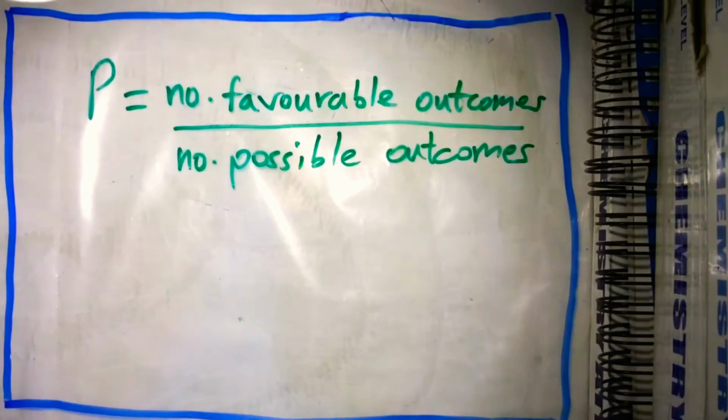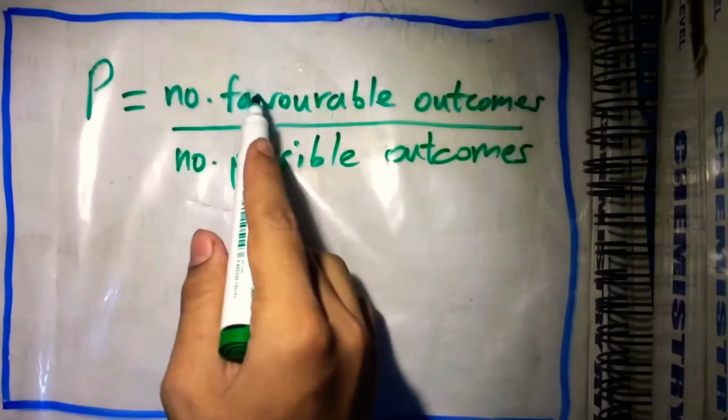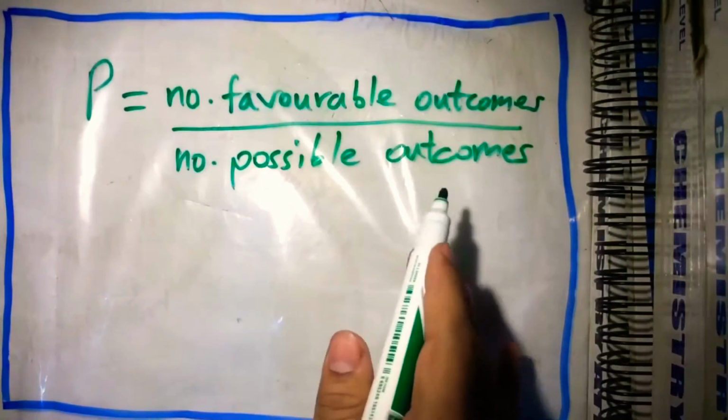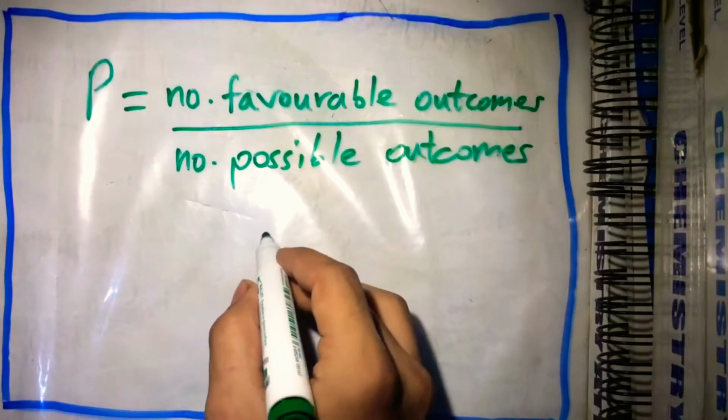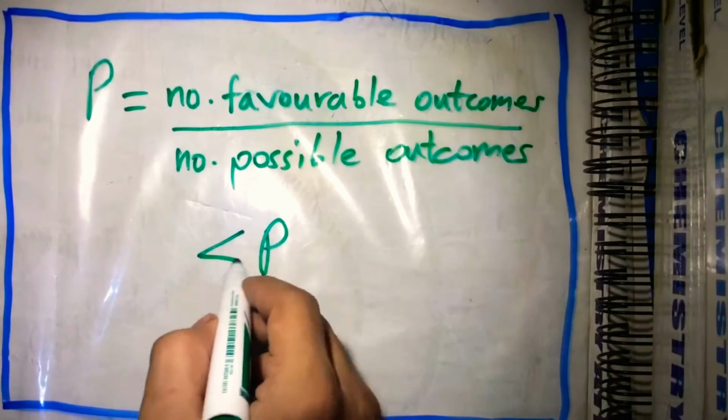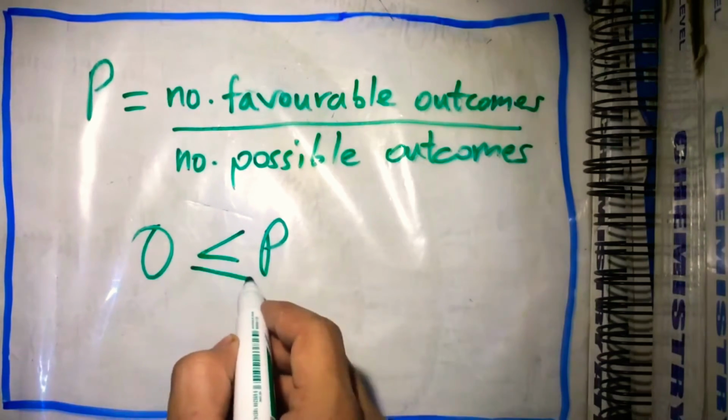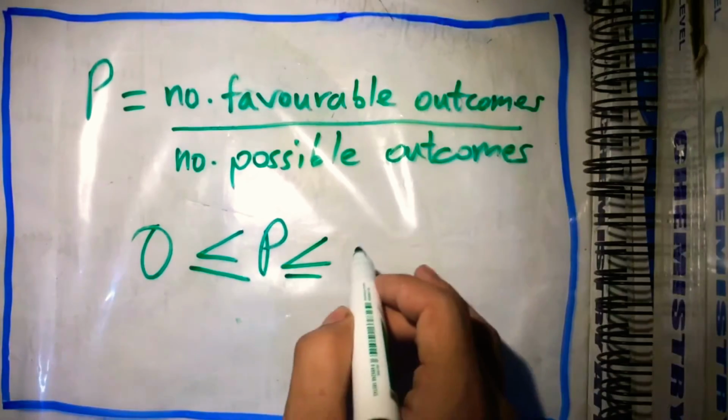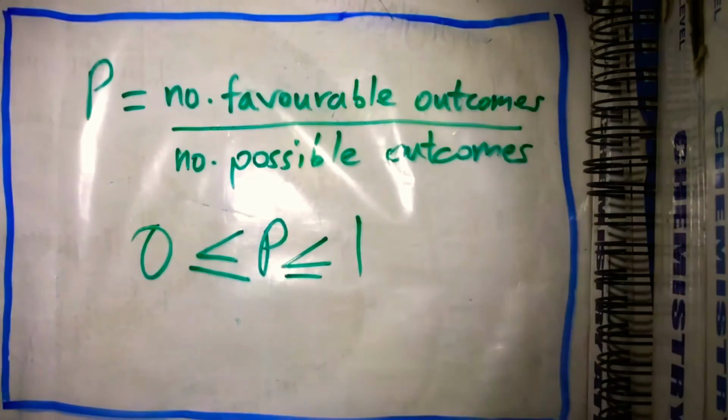Probability is a study of chances. The formula for probability is number of favorable outcomes upon number of possible outcomes, and probability is greater than or equal to 0, but lesser than or equal to 1. Usually it's a proper fraction.